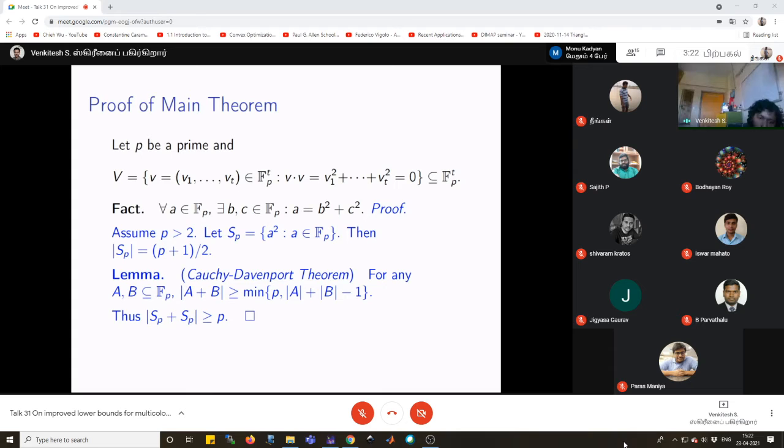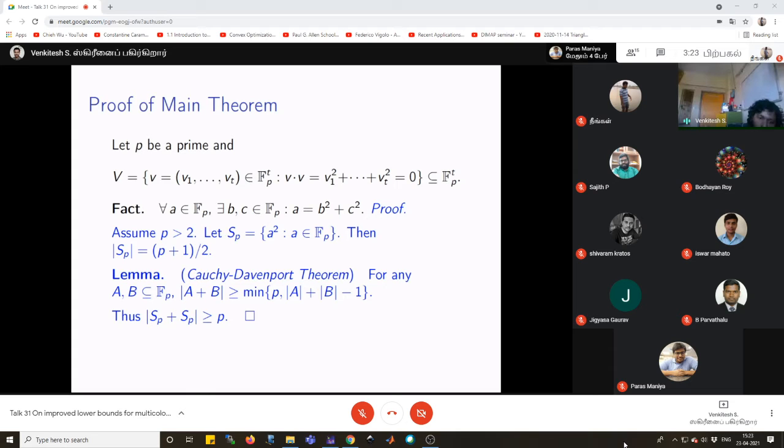And we just get down to this very cute result by Cauchy and Davenport, which is that if you take any two subsets A and B of Fp, then the size of the sumset A plus B is at least the minimum of p and size A plus size B minus 1. It's a classical result. There are several proofs for this. One particularly neat proof was given by Alon using the Combinatorial Nullstellensatz. If anybody is interested, they can look it up. It's a very clean five-line proof or something, very easy.